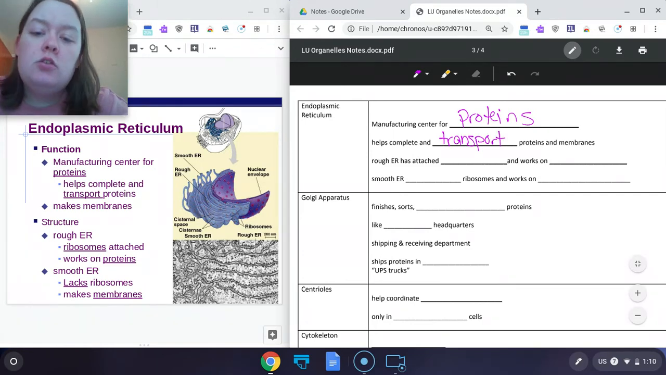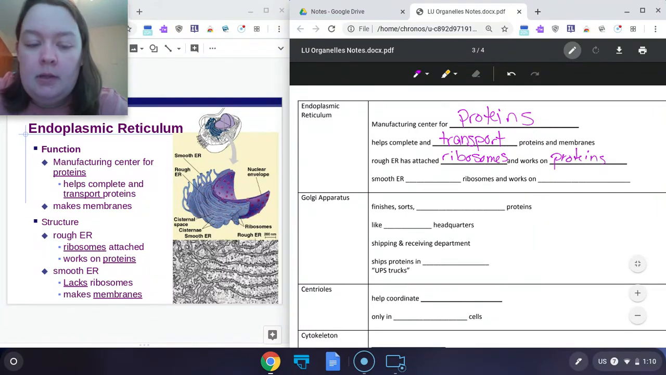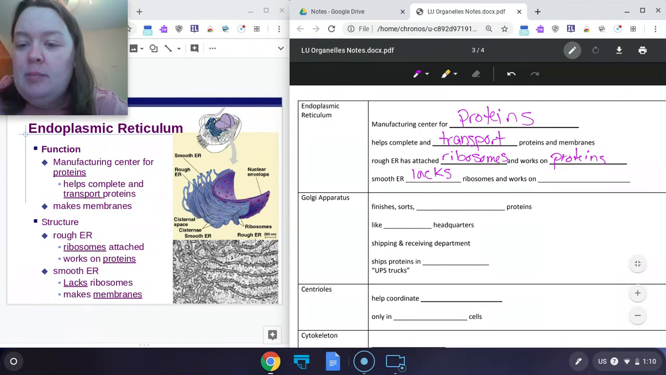I spelled that right? Yep. So the ER helps finish the proteins and then transport them to where they need to be. And there are two types of ER. Rough ER has ribosomes attached. So ER that has all the ribosomes on it appears rough. It has ribosomes attached, and its job relates to proteins. Whereas the smooth ER lacks ribosomes, there's no ribosomes on it, and its job is to make cell membranes.